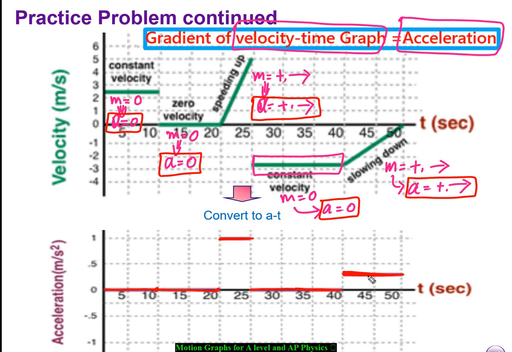Be more systematic. Write down the slope, then write down the acceleration. The slope of the velocity time graph is simply equal to acceleration. That's all, nothing more than that. So don't get confused with this one. Let's move on to the next one now.